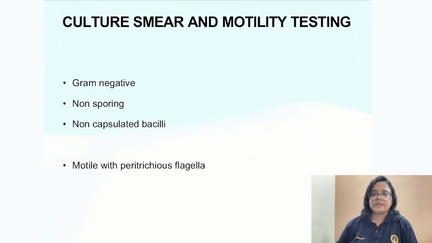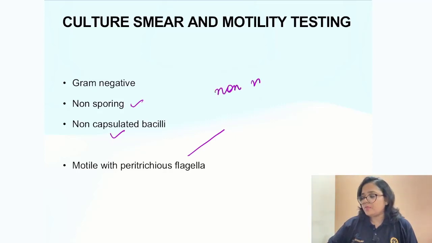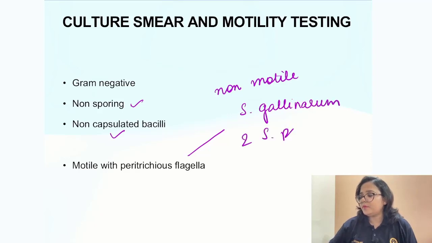Coming to the culture smear and motility testing. Since it is an Enterobacterales, it will be a gram-negative bacilli, non-sporing and non-capsulated. Salmonella is motile with peritrichous flagella, with two exceptions. The non-motile Salmonella we have are Salmonella gallinarum and Salmonella pullorum. So this is the exception.